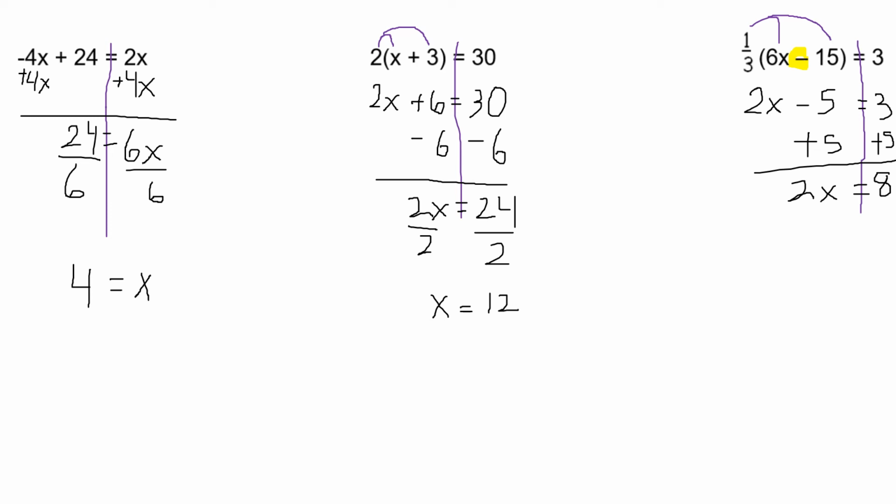So again, we have multiplication, and the opposite of multiplication is division. So 2x divided by 2, and 8 divided by 2. And 2 divided by 2, remember, is 1. So that leaves us with x. And 8 divided by 2 is 4.